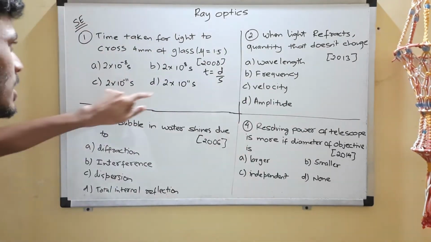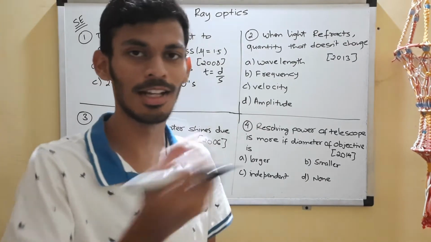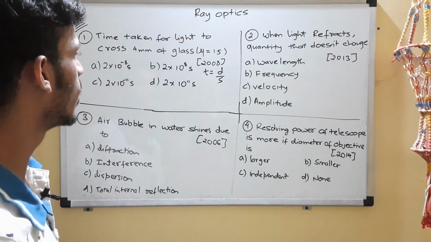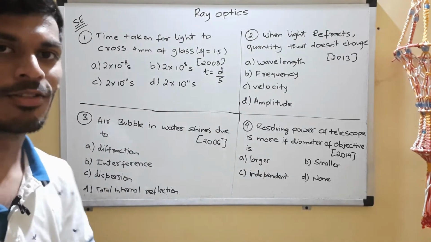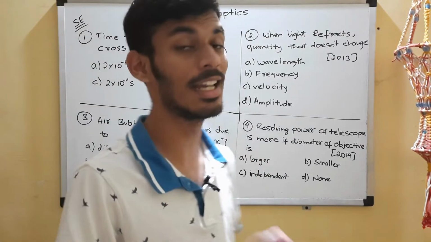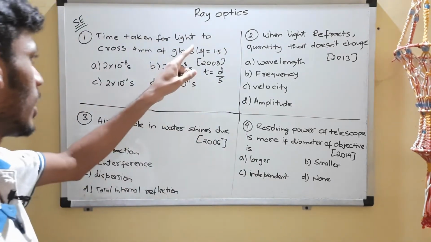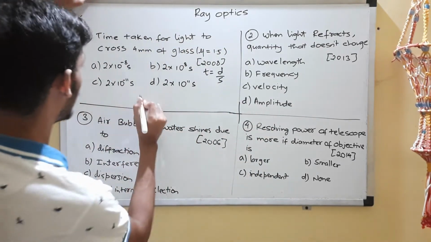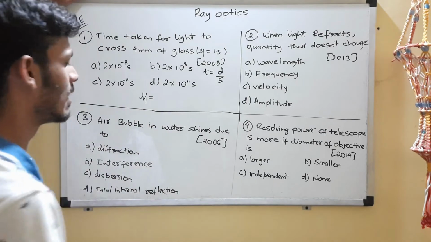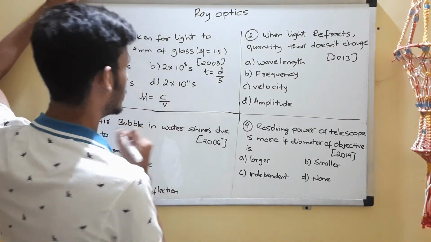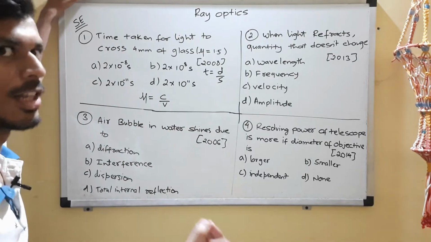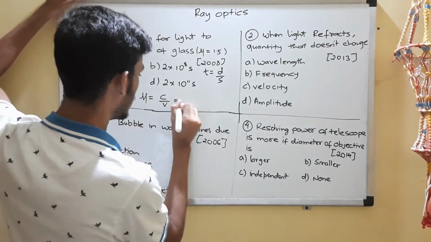Right, now here the distance is given, which is nothing but the thickness of glass. And you are just supposed to find the speed in order to calculate the time. So how will you find the speed of light in glass? Now you are given the refractive index. How is refractive index defined? It's defined as the ratio of speed of light in vacuum divided by the speed of light in the particular medium. So we are supposed to find this v over here.